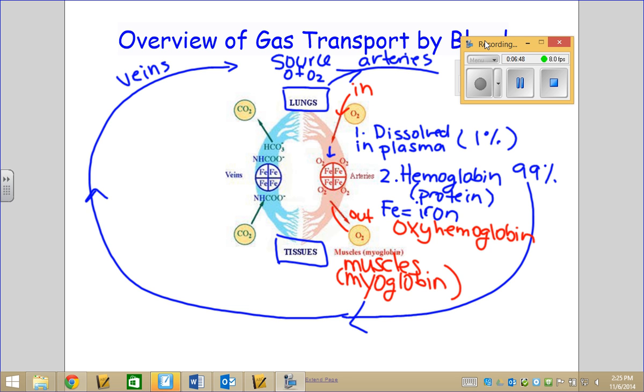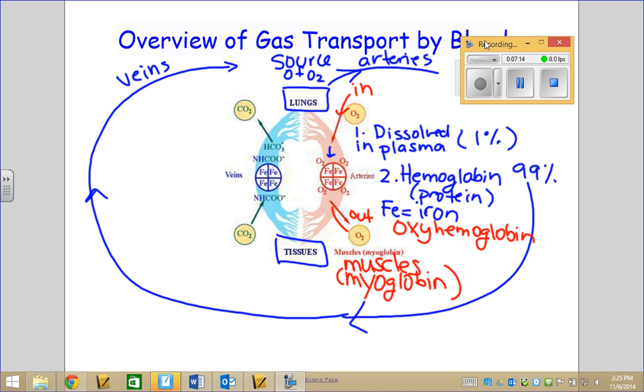Now, your muscles are not the only tissues in the world that require oxygen, but that is a major place where cellular respiration is happening on a constant basis. So where we wrote muscles, it could realistically be any cell in your body that's trying to perform cellular respiration. Muscles would just be a huge place where oxygen would be used up.